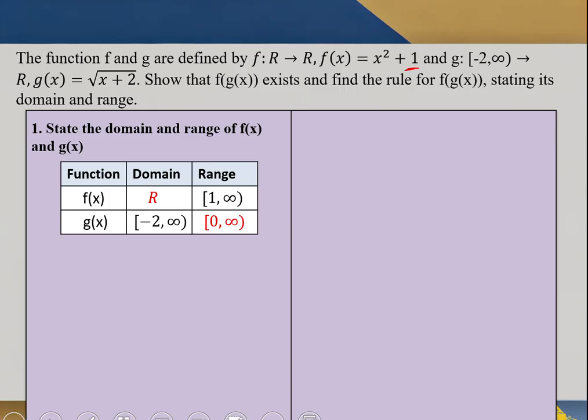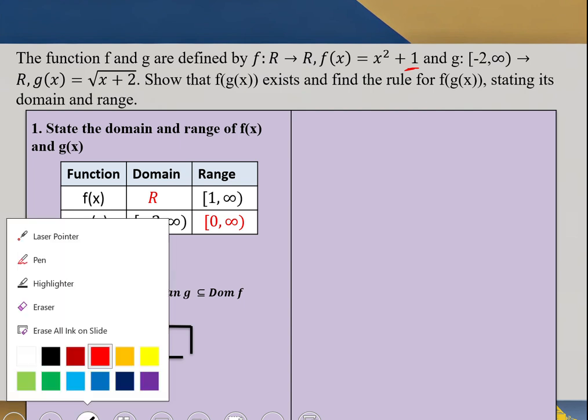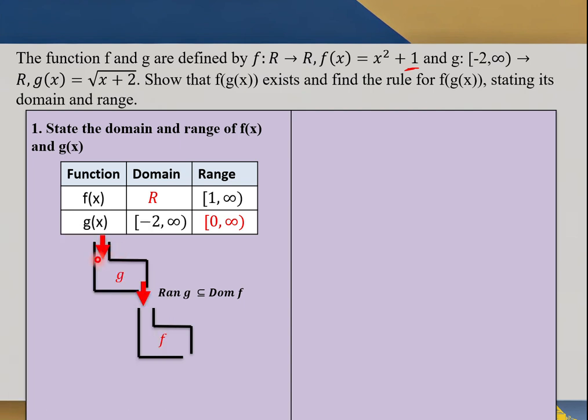Next thing we're going to be looking at is we're going to go back to our machine. I like using this machine because it makes it a lot easier to visualize. So this machine just tells me that we're looking at our range of g, and is it a subset of our domain of f? So our range of g is 0 to infinity, and that is a subset of our domain of f.